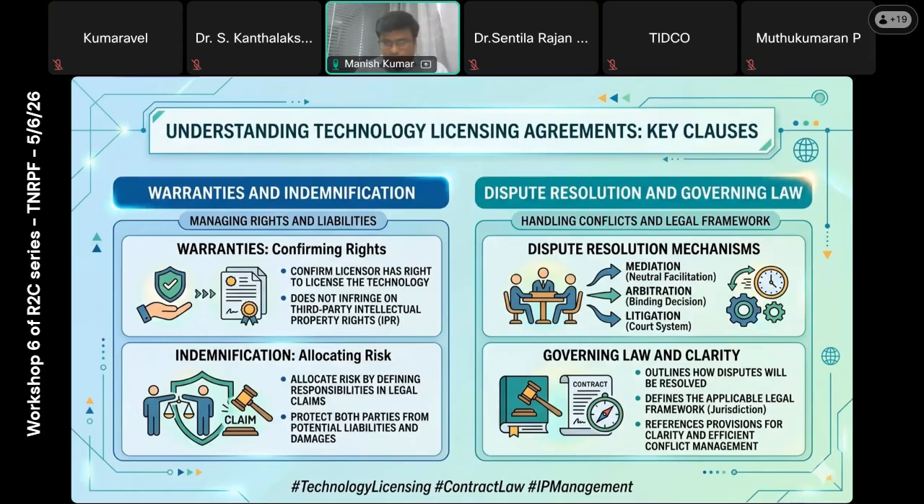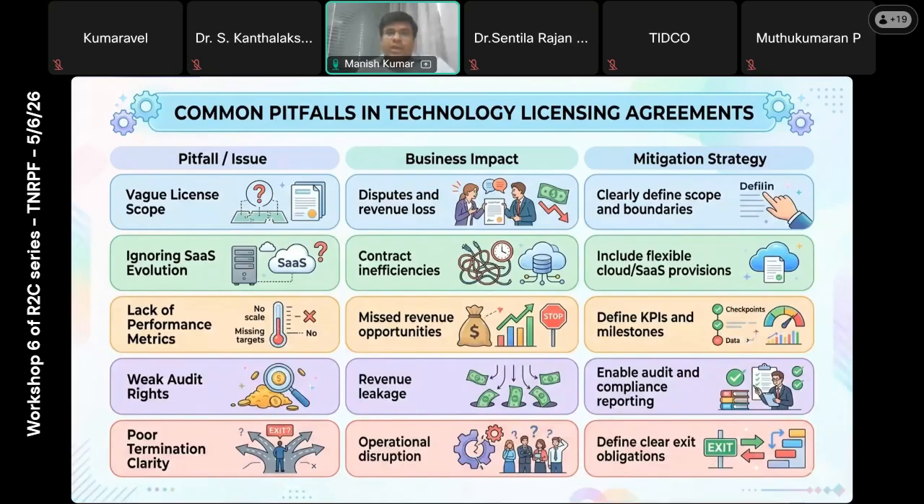But usually what happens is you actually mediate and try and resolve the issue at the first instance. Now, maybe we are at the conclusion point, so we'll just look at some of the pitfalls or issues that we face in the transaction and the licensing agreement.